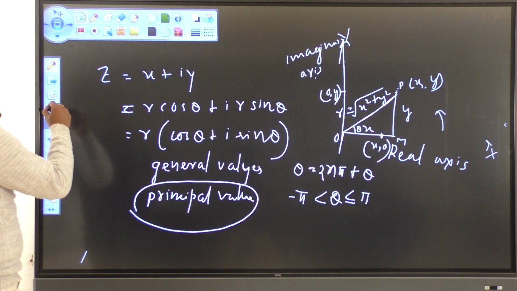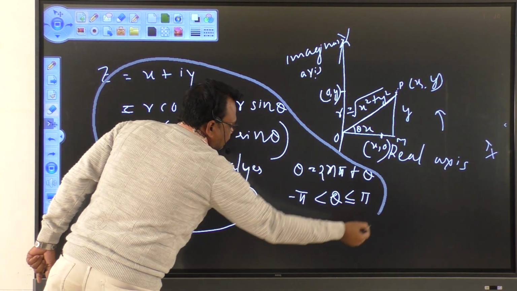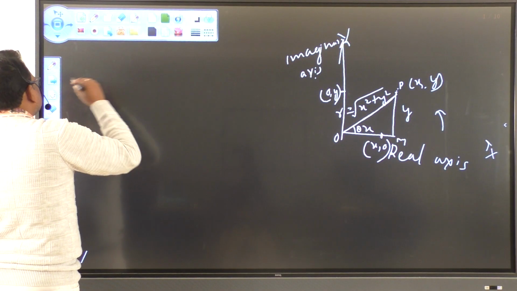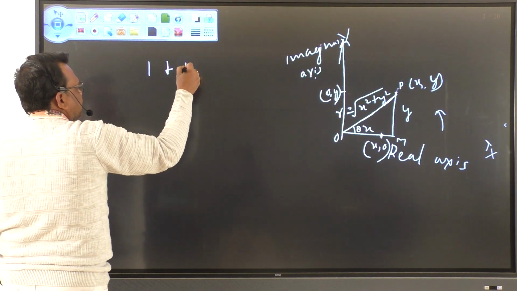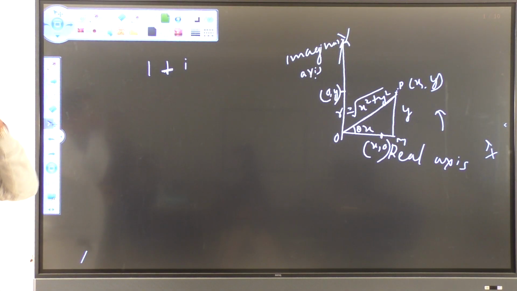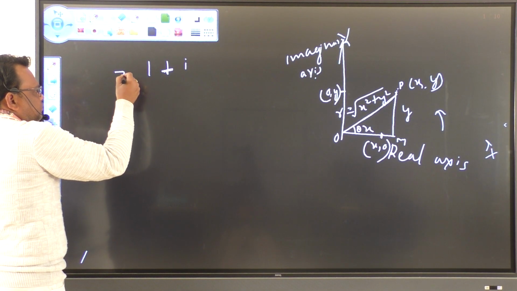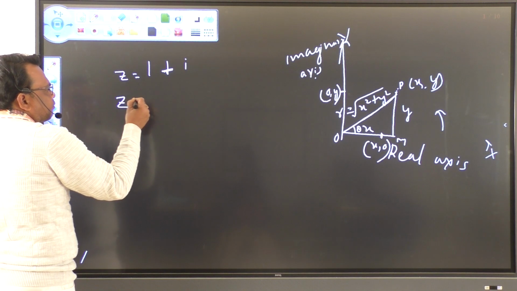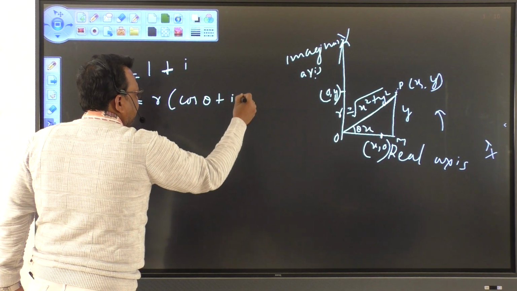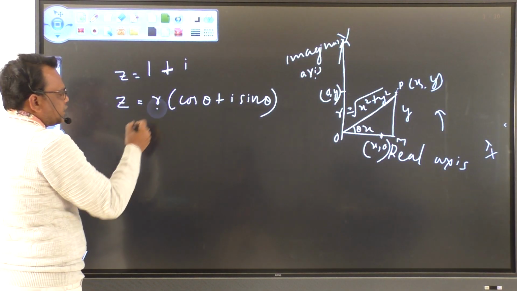So let us take an example. Suppose our given complex number is 1 plus i. We have to write this complex number in polar form or trigonometric form. So let its trigonometric form be r whole into cos theta plus i sin theta. Right?